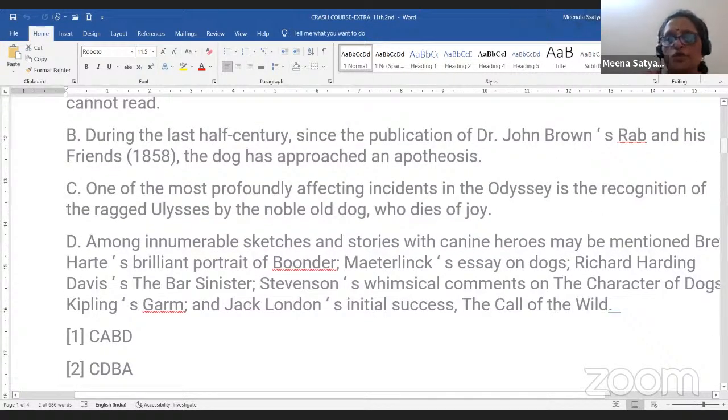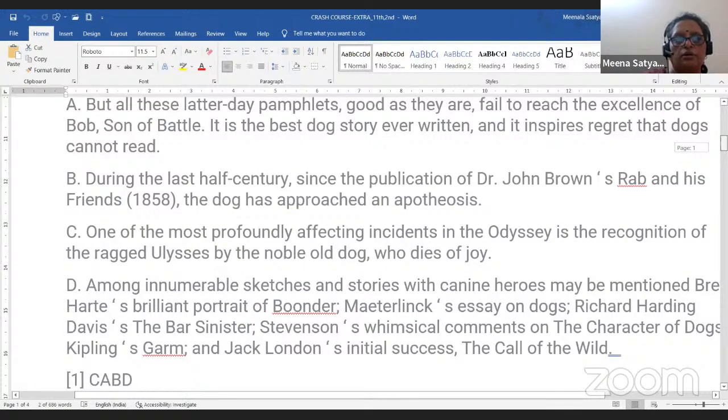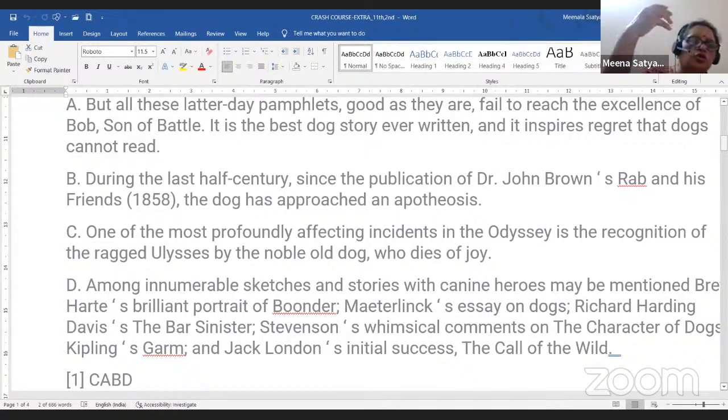Now, as I told you very clearly, it cannot start with A, but this was a big clue for you to know it cannot start with "but". So your option of A is done. In D, what has happened is he's given you, there are many canine heroes. Canine means dogs. So what are the names of the various books that have the hero as the dog? That's the major thing that is given to you.